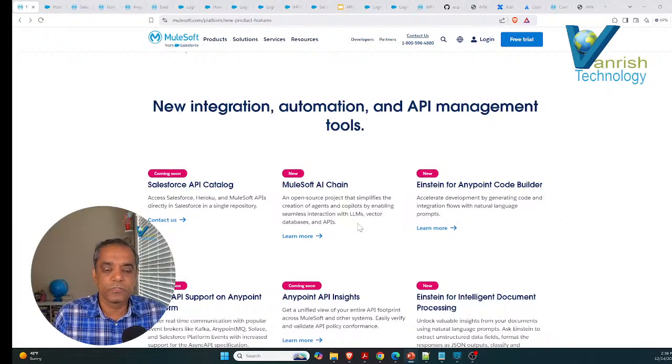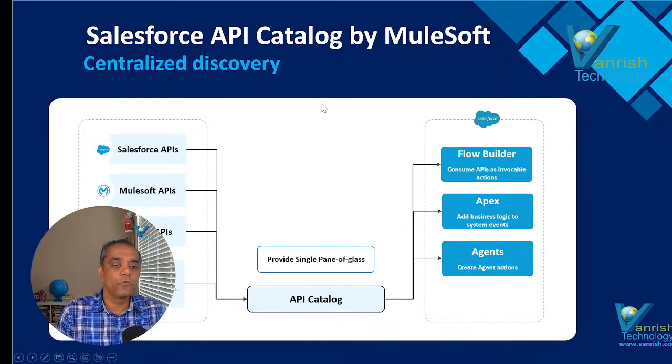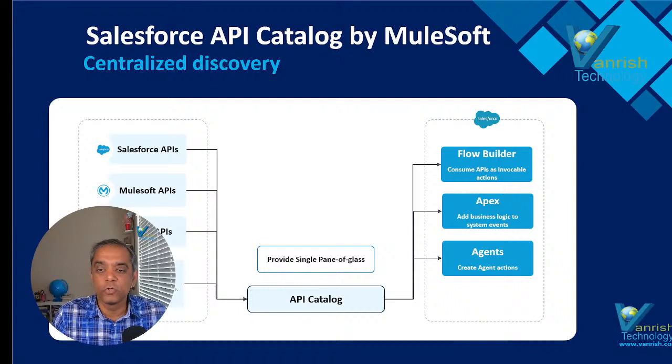So how is it going to work? If you look at this diagram, the APIs are coming from all different places, whether it is a Salesforce API, MuleSoft API, Heroku API, or any third-party API. It is exposed into the Salesforce, and from there those APIs can be used in Flow Builder, Apex, and agents. An AI agent can use any of those APIs within Salesforce.